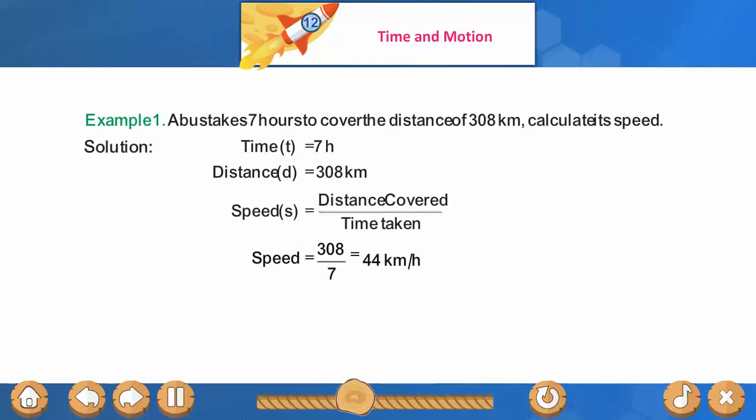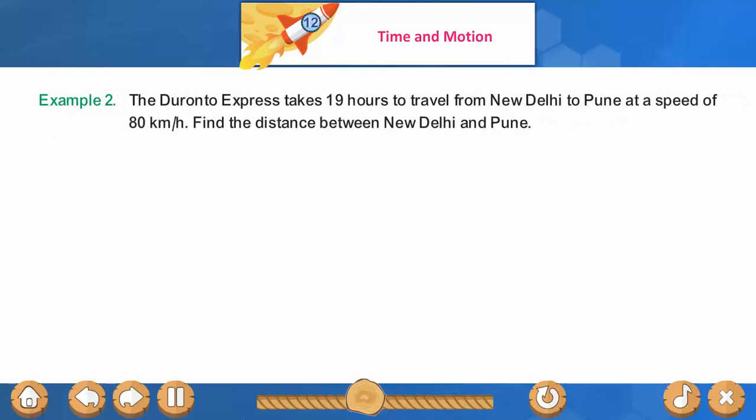Example: a bus takes 7 hours to cover a distance of 308 kilometers. Calculate its speed. Solution: time is equal to 7 hours, distance is 308 kilometers. Speed is distance covered upon time taken. Speed is equal to 308 by 7, which is equal to 44 km per hour. Example 2.